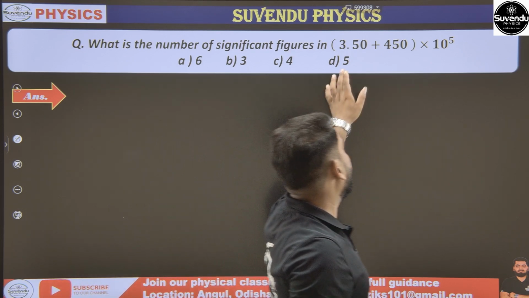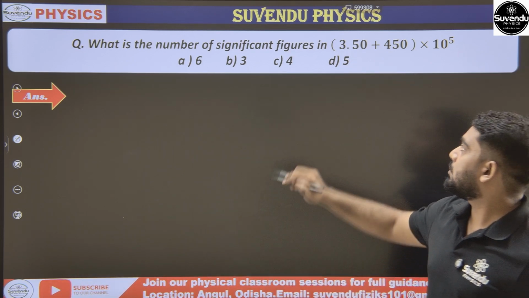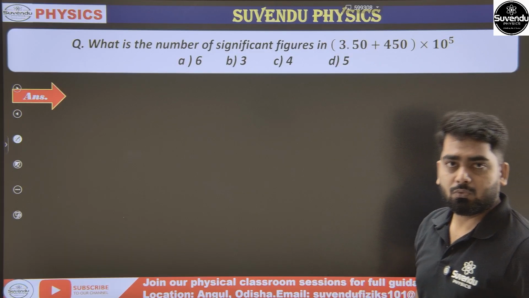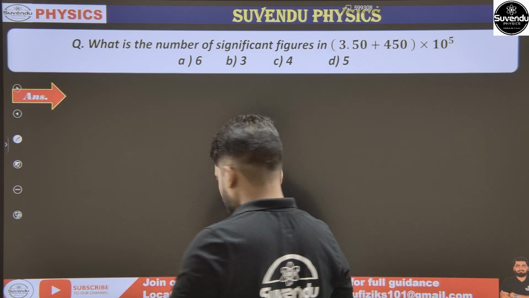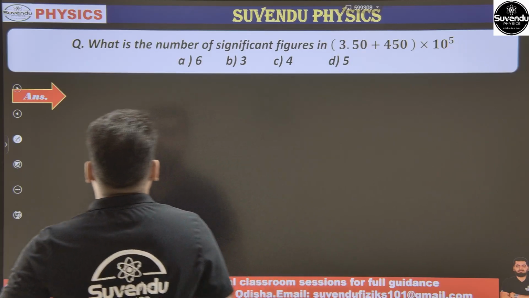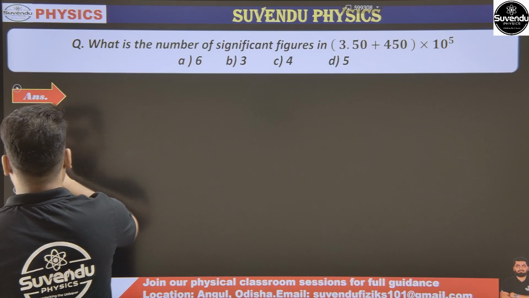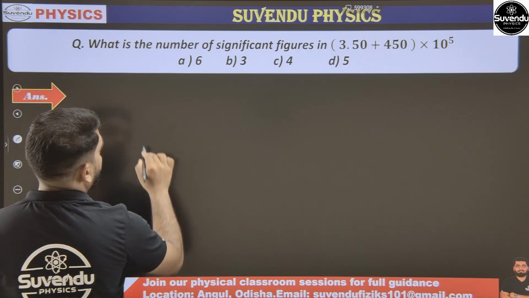उसके बाद ये a plus b सपोज c होगा, तो c into 10 to the power something में हमको फाइंड करना है नंबर ऑफ सिग्निफिकेंट फिगर्स. ओके, तो पहले देखो हाउ टू ऐड दिस थिंग. तो जनरली यहाँ पे मिस्टेक हो रहा है.